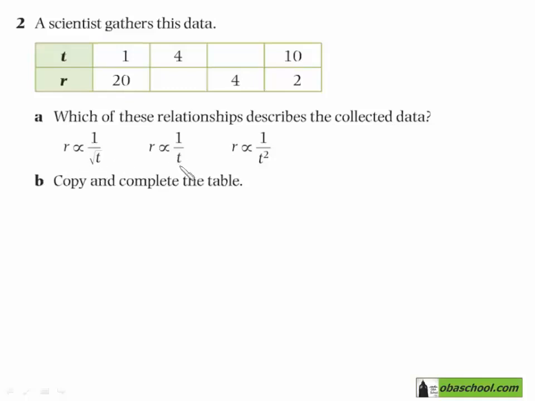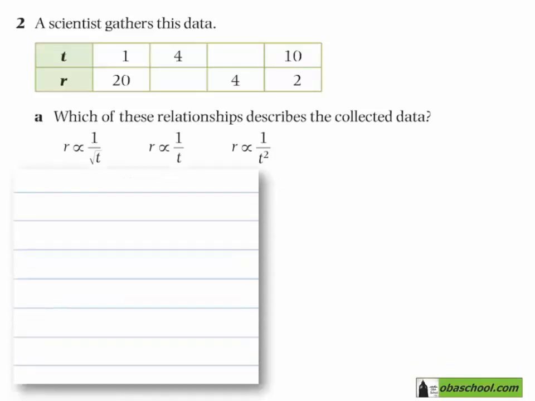Part A says which of these relationships describes the collected data. You have R inversely proportional to 1 over square root of t, you have 1 over t, and you have 1 over t squared. Now, let's find out which one belongs to this table. As you can see, the first column and the last column are already filled, so let's go ahead and use them. Let's go ahead and replace the t and the r found in either of these.